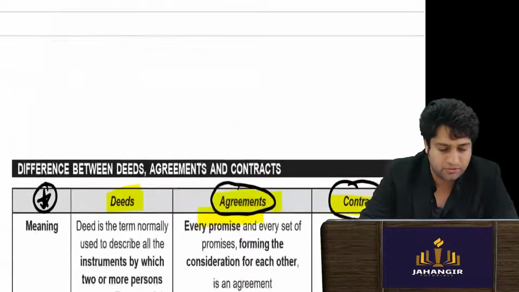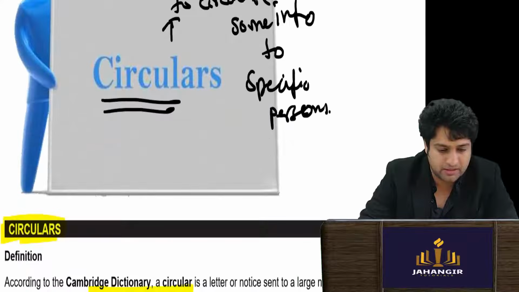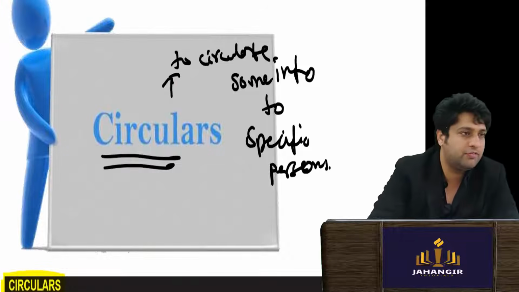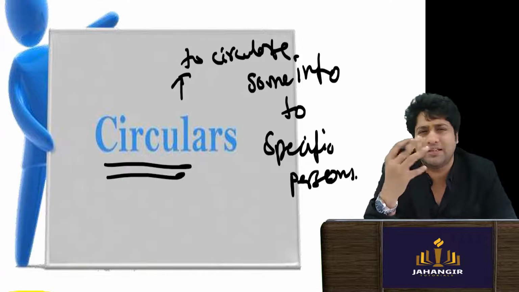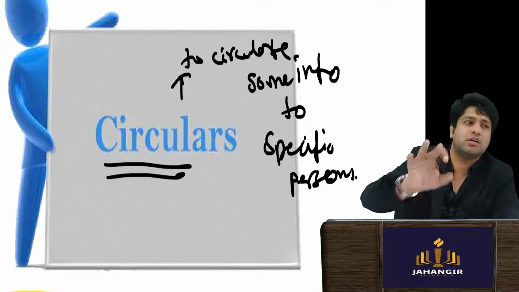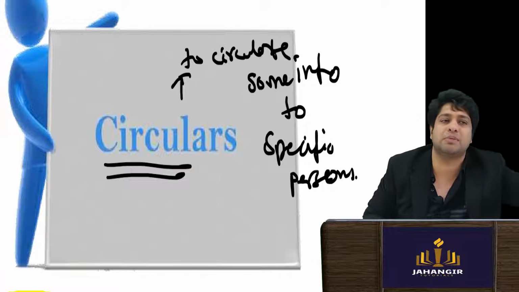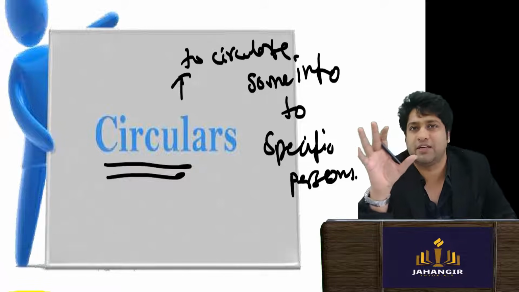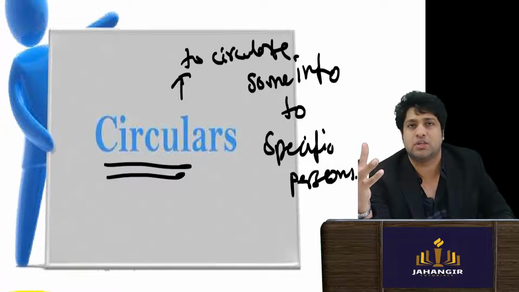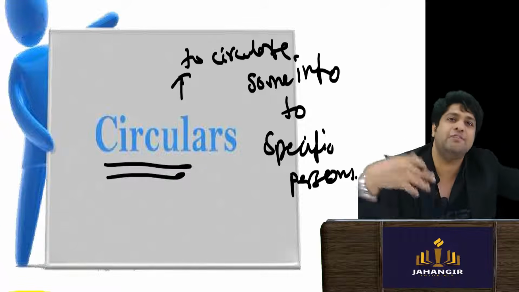Now, as we go forward into the first part, then comes a little bit of drafting aspect, but then they ask what is a circular. The circular is normally to disseminate information. It is to circulate some information for a specific reason, right? A circular is to circulate information.